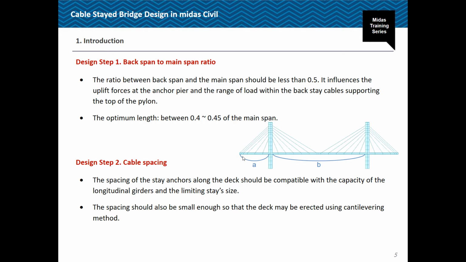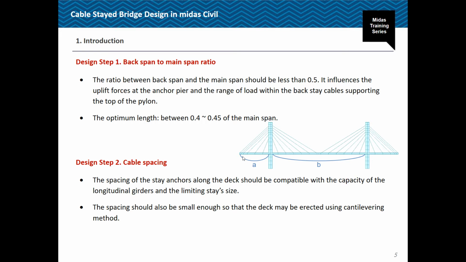Design step 1 is related to how to determine the backspan to mainspan ratio. And this is very important because the size of the backspan ratio influences the uplift force for the mainspan, and it also influences the range of load within the backstay cables supporting the top of the pylon. In general, in many structures, the optimum length of the backspan, so in the picture that you see on the screen, the dimension A, is going to be between 0.4 and 0.45 of the main span. So it's almost a half of it.